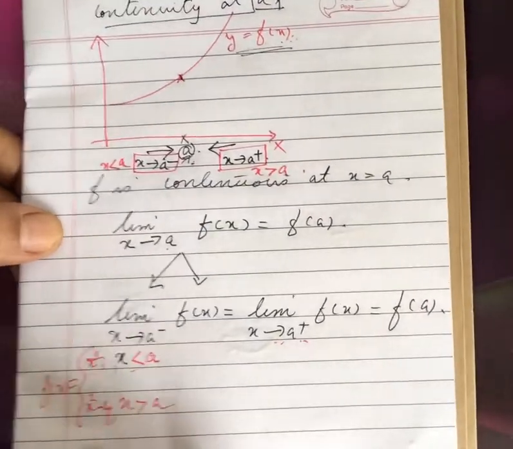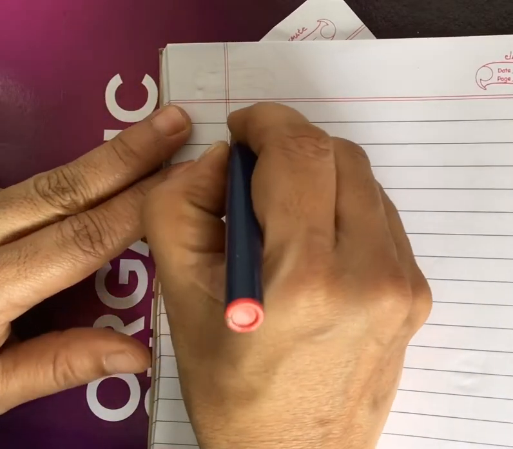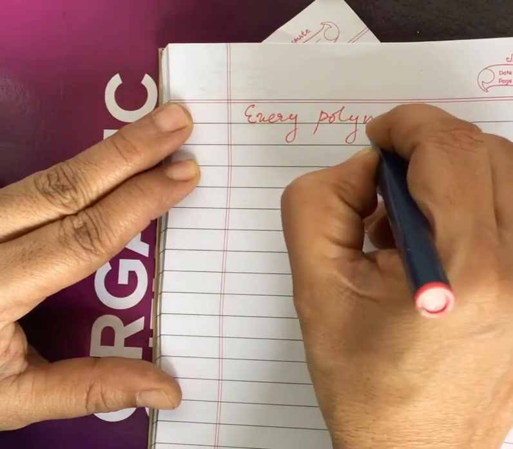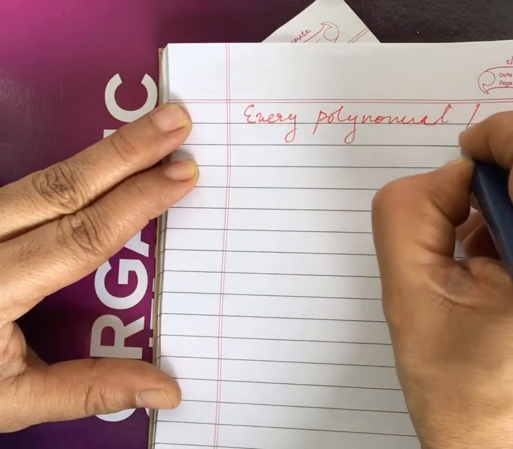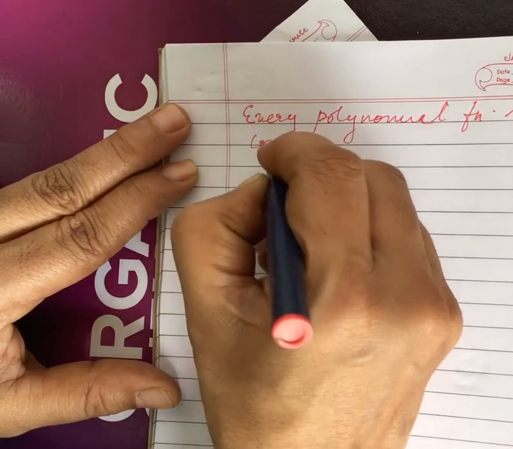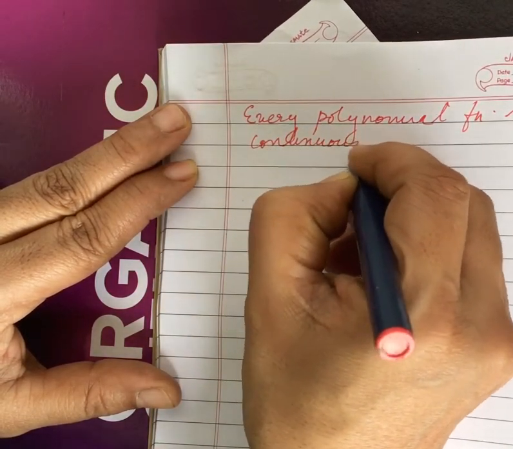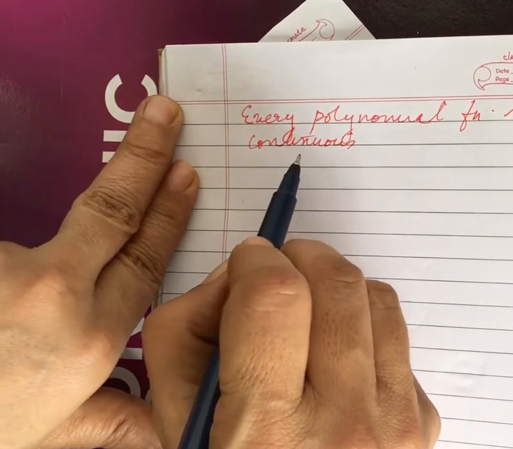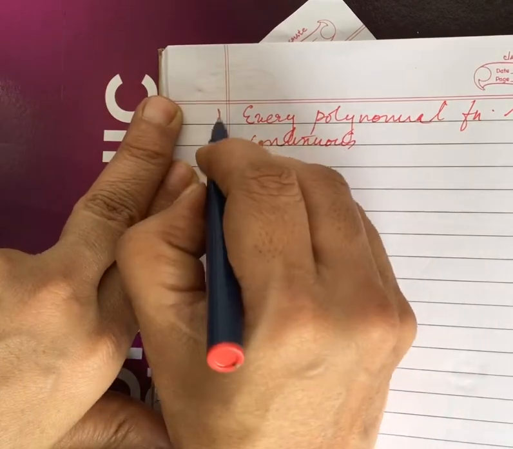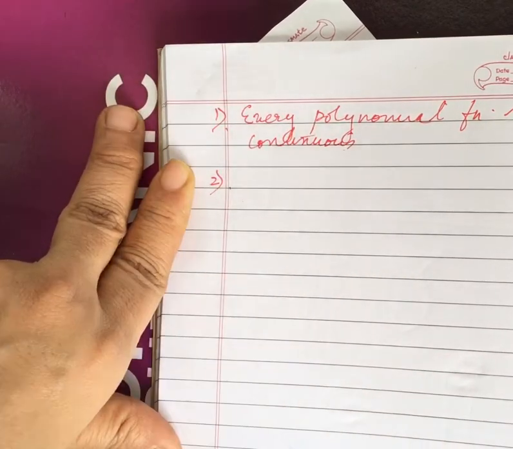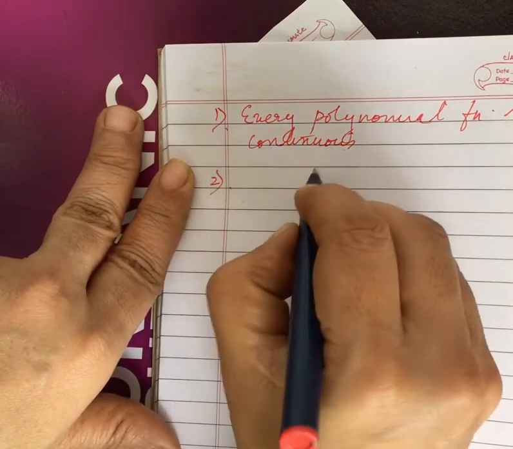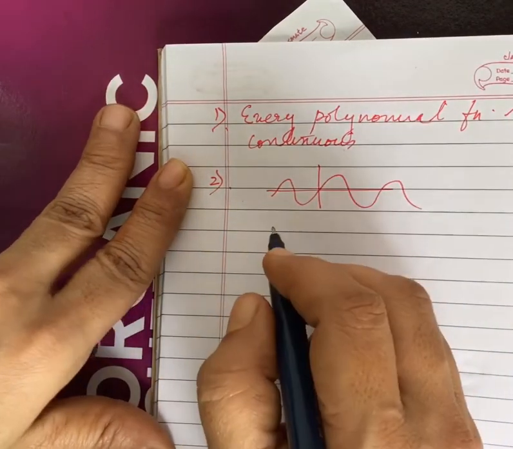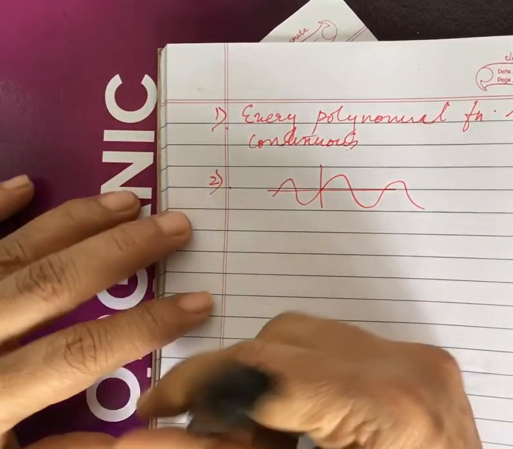That is, every polynomial function is continuous. When you say that a function is continuous, it means it is continuous at every point of its domain. Second, sine functions are continuous. We know that the sine function goes like this, passing through the origin. Sine functions are continuous, cosine functions are continuous.